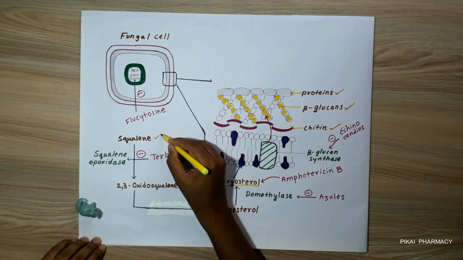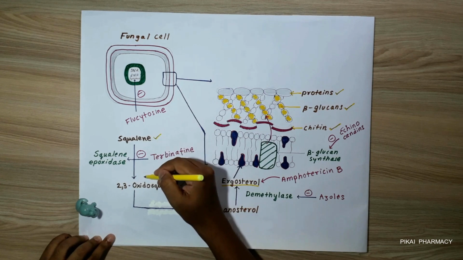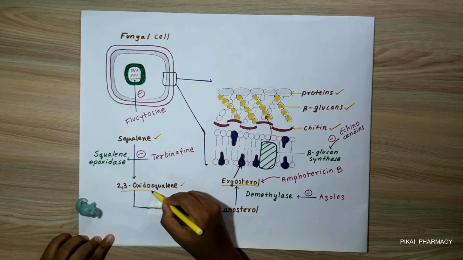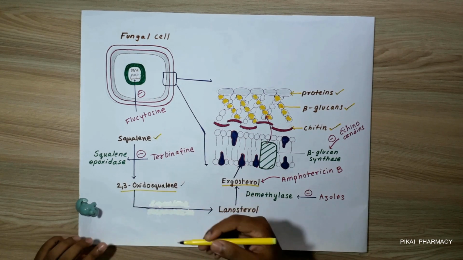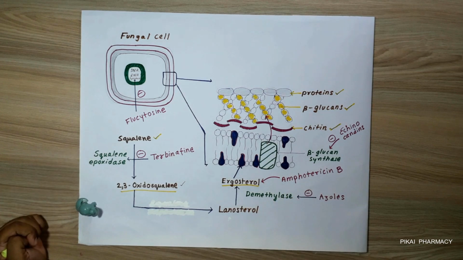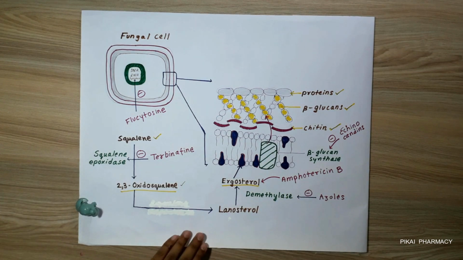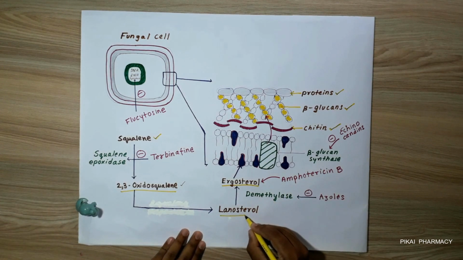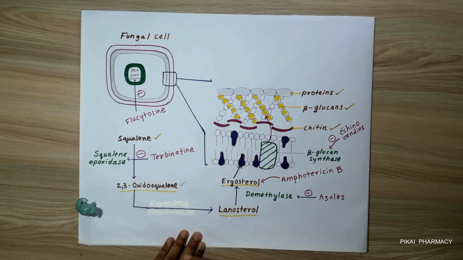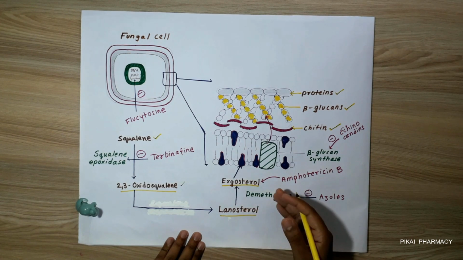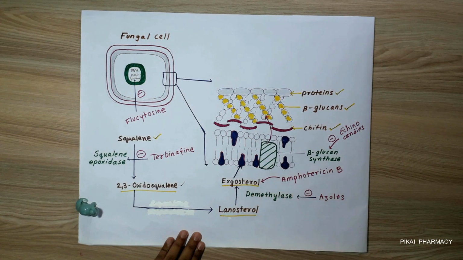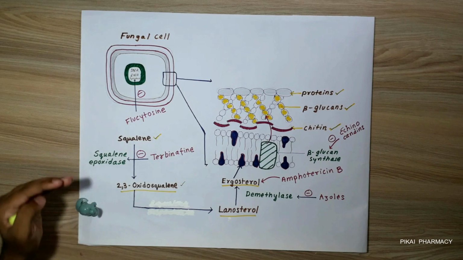The synthesis of ergosterol starts from squalene. It is converted to 2,3-oxidosqualene with the help of the enzyme known as squalene epoxidase. Then this 2,3-oxidosqualene is converted to lanosterol. Then lanosterol is converted to ergosterol with the help of the enzyme known as demethylase. In order to kill the fungal cell, the antifungal drug needs to stop the synthesis of ergosterol.